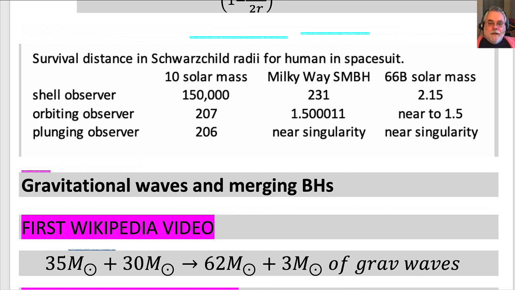In the final 20 milliseconds of the merging, the black hole pair radiated 50 times more power in gravitational radiation than the combined power of all light radiated by all the stars in the observable universe. And this was 2 stellar mass black holes. Imagine the energy of 2 supermassive black holes merging.